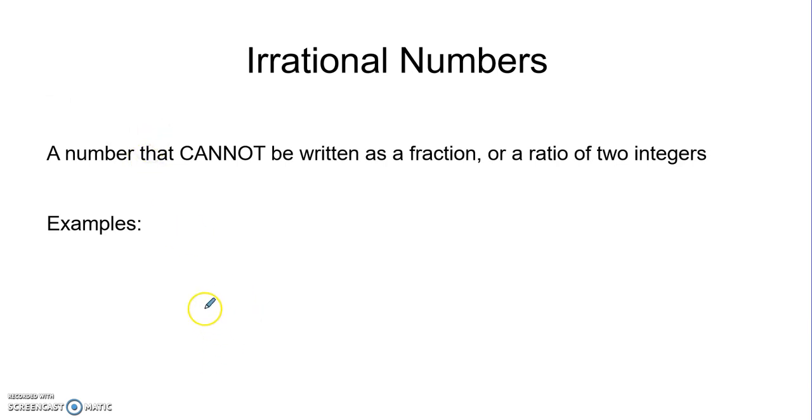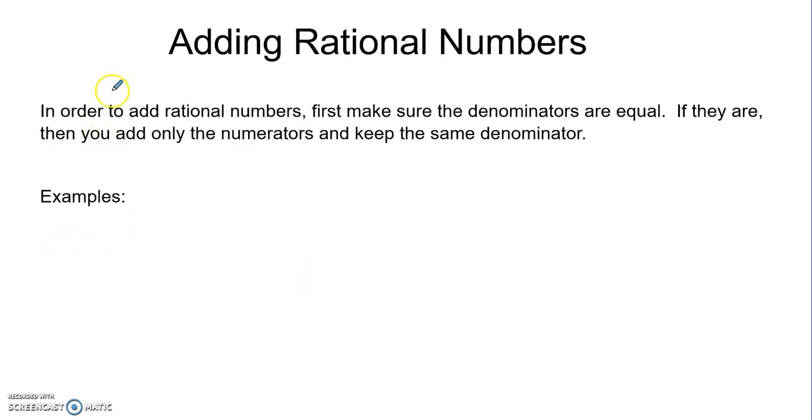Probably the most famous example is the symbol pi, which stands for 3.14, and then the decimals keep going on forever, and there's no way to write this as a fraction. Another example of an irrational number is the square root of 8. The square root of anything that's not a perfect square is going to be an irrational number. Those are just a couple examples, and there are many more. But now we're going to go straight into how to add rational numbers.